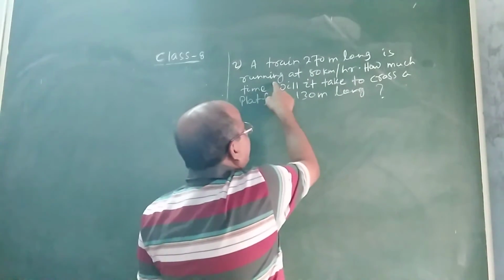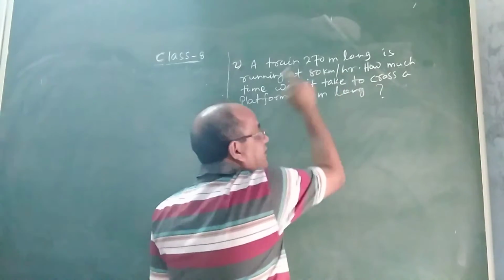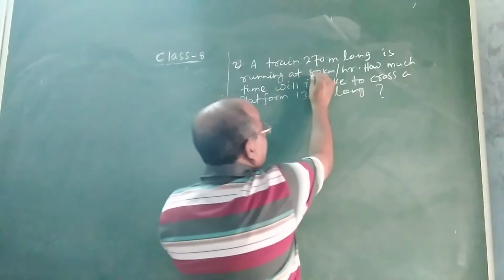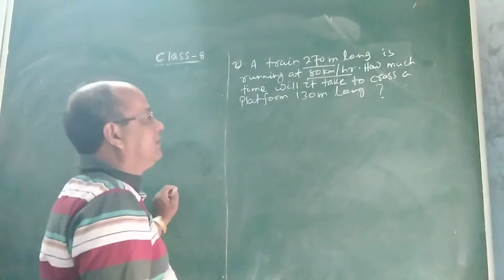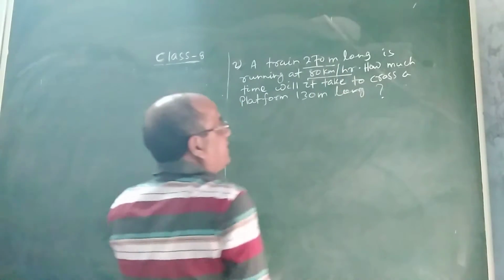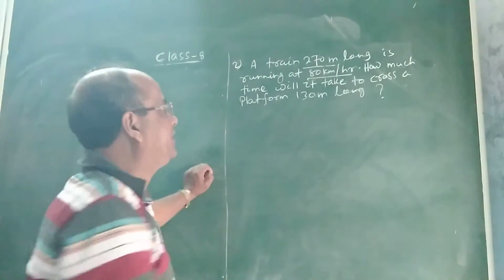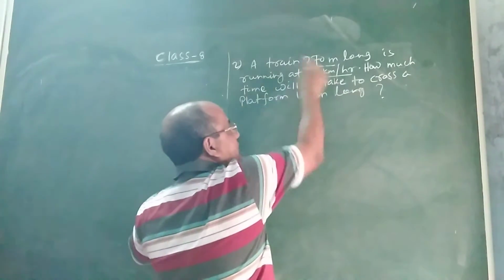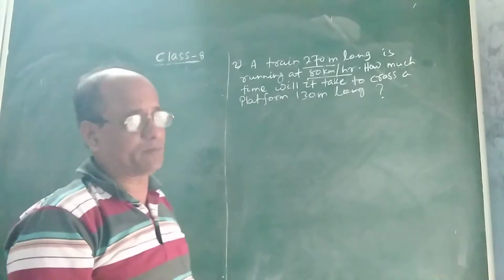Okay? It is running. At what speed is it running? It is running at a speed of 80 km per hour. That means we are given the speed of the train, and we are given the length of the train also. Look here, the speed is given in kilometer per hour and the length of the train is given in meter. So what is our first aim? Our first aim should be to convert this into meter per second. The speed of the train must be converted into meter per second.